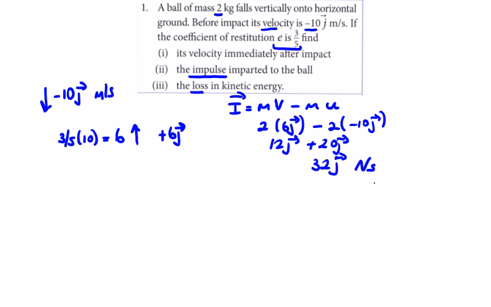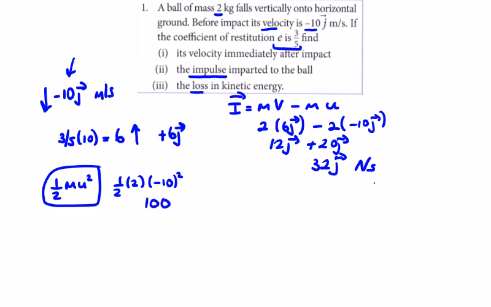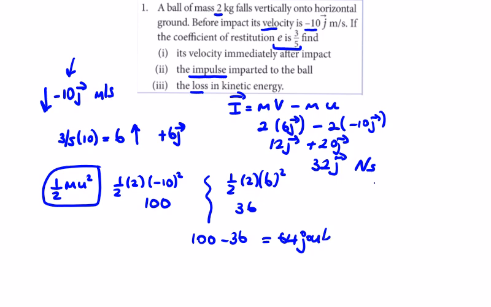Then on to the loss in kinetic energy. So half mu squared, what's the change here? A half times 2 times this minus 10, to be technically correct, squared, is going to give 100. And afterwards we have a half times 2 times 6 squared, which is 36. So 100 minus 36 is 64 joules for the loss in kinetic energy for question 1 in this section.